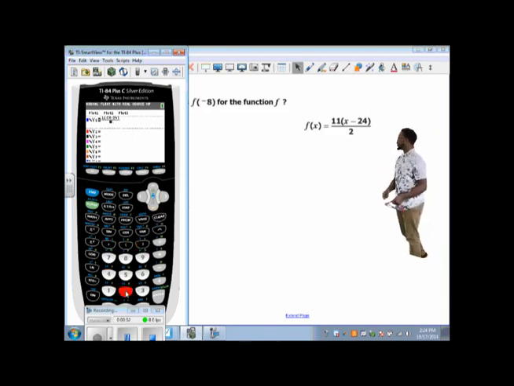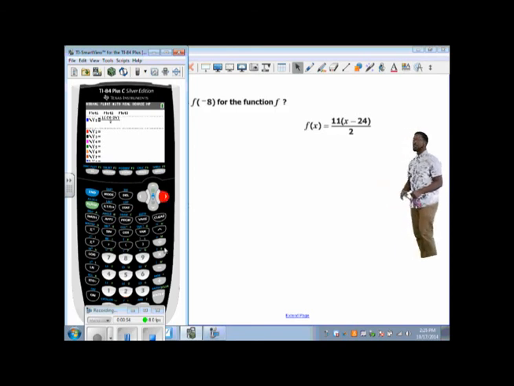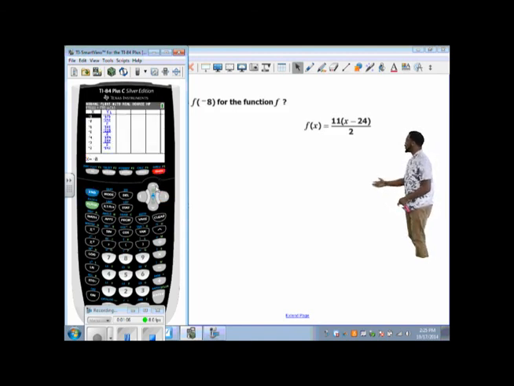The number 2. Alrighty? So now that we have our function in, what I want you guys to do is step back. What do we call out? F of -8. -8, that's important. Alright, second graph. What's going to happen when we hit second graph? Our fancy little table appears.